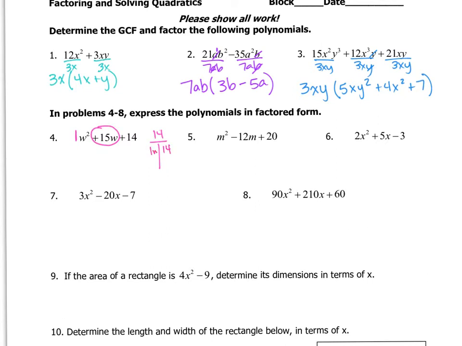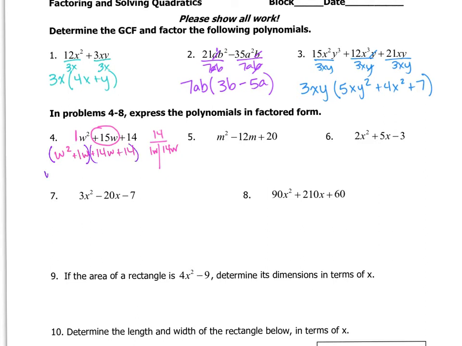I do like to go ahead and put my variable on those so that when I rewrite, I don't accidentally forget it. And then we're going to rewrite with 4 terms, so w squared plus 1w plus 14w plus 14. Once we have 4 terms, the purpose of that is for us to group the first 2 and the last 2.